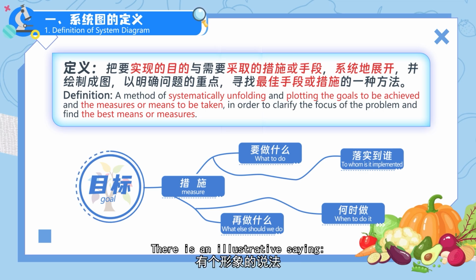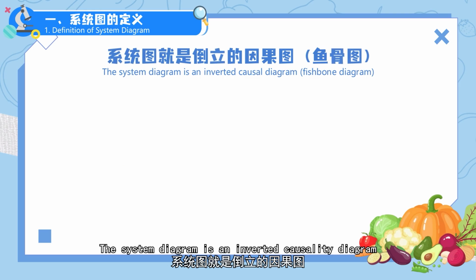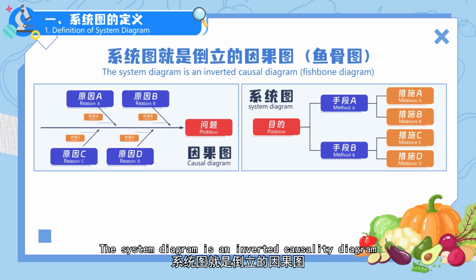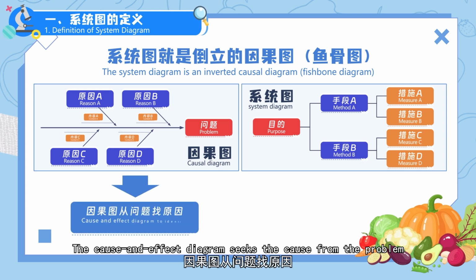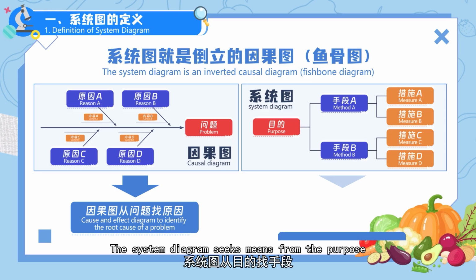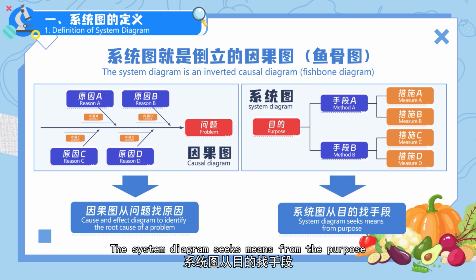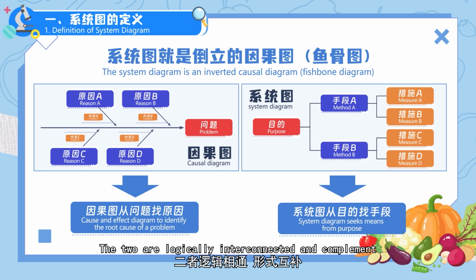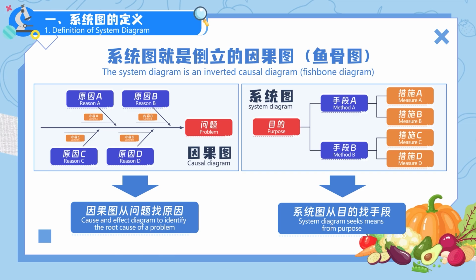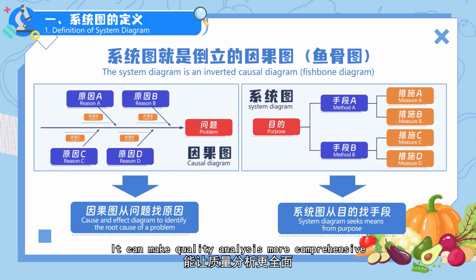There is an illustrative saying, "The system diagram is an inverted causality diagram." That is, an inverted fishbone diagram. The cause and effect diagram seeks the cause from the problem. The system diagram seeks means from the purpose. The two are logically interconnected and complement each other in form. Learn to transform and apply. It can make quality analysis more comprehensive.